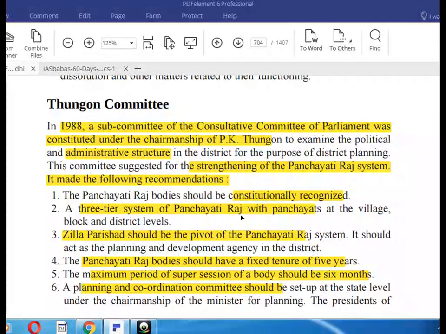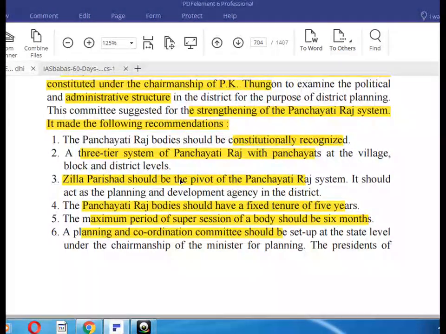Thungon Committee: in 1988, a subcommittee of the Consultative Committee of Parliament was constituted under the chairmanship of P.K. Thungon to examine the political and administrative structure in the district for the purpose of district planning. The committee suggested strengthening the Panchayati Raj system. It made the following recommendations. The Panchayati Raj bodies should be constitutionally recognized. A three-tier system of Panchayati Raj, with panchayats at the village, block and district levels. Zila Parishad should be the pivot of the Panchayati Raj system. It should act as a planning and development agency in the district.